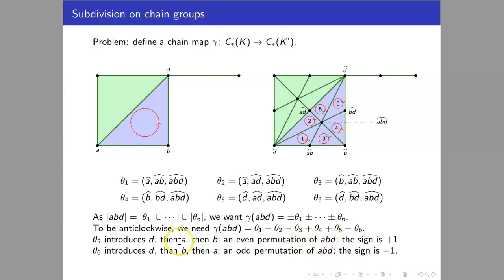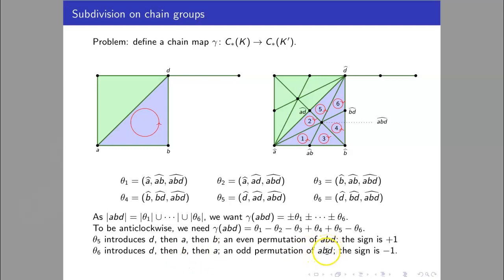That's a 3-cycle, which is even. So you get a sign of +1 for that. Whereas you look at theta 6, okay, here, so we've got D, then BD, then ABD. So we introduce D first, then we introduce B, then we introduce A. Okay, so DBA is an odd permutation of ABD, right?